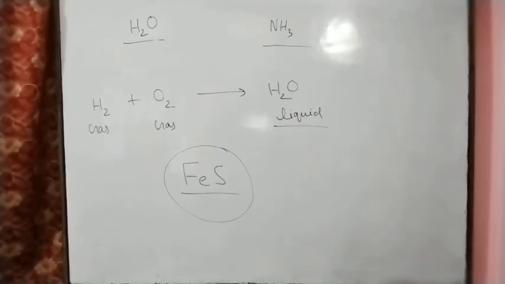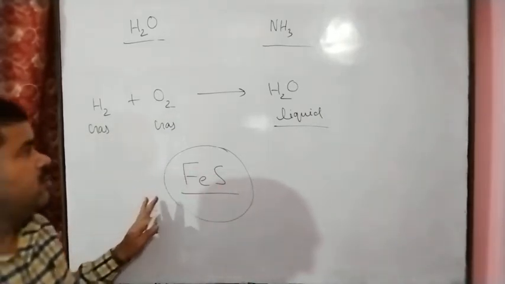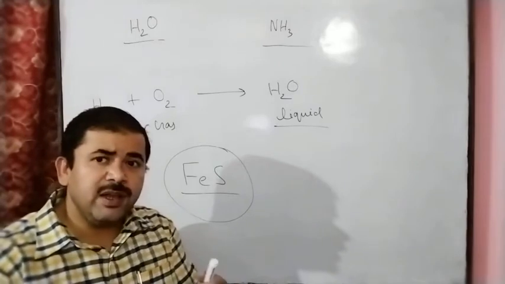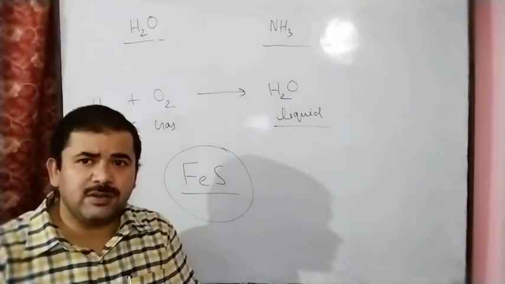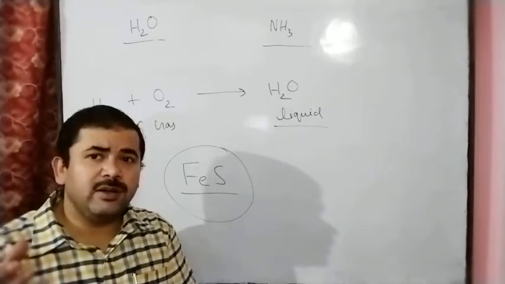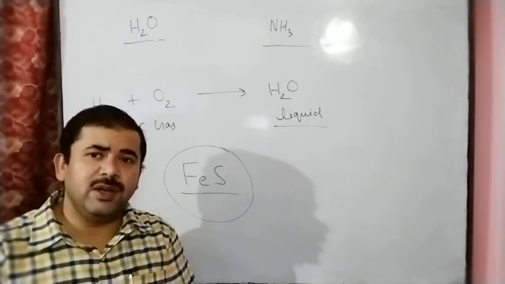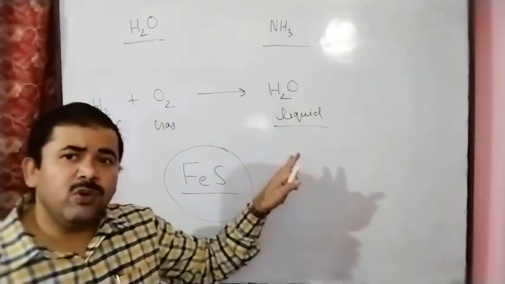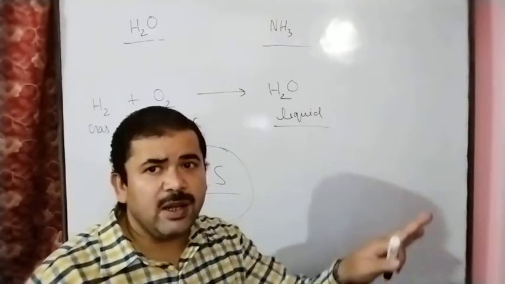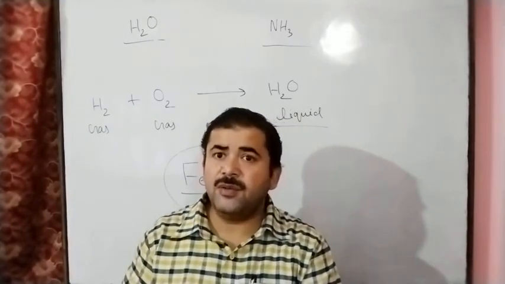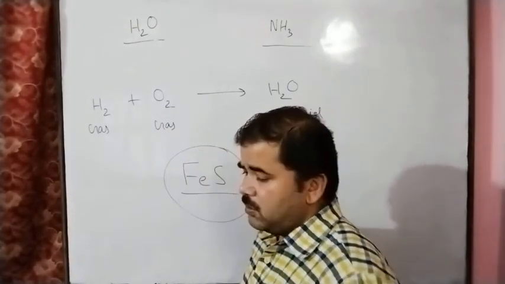Molecules of a compound are formed by the combination of two or more atoms of different elements, and these atoms of different elements combine chemically in a fixed ratio. So this topic is completed.